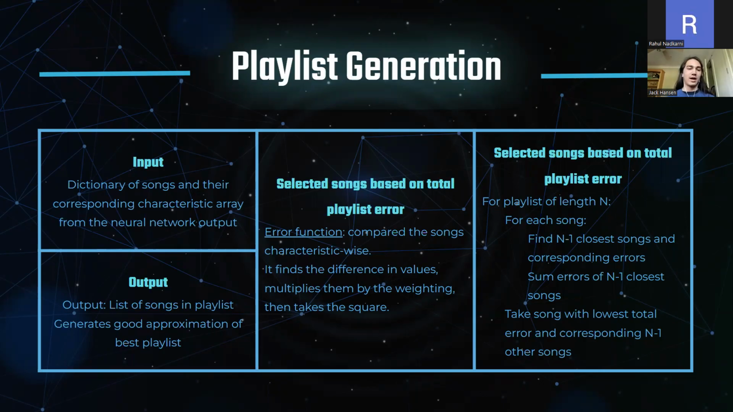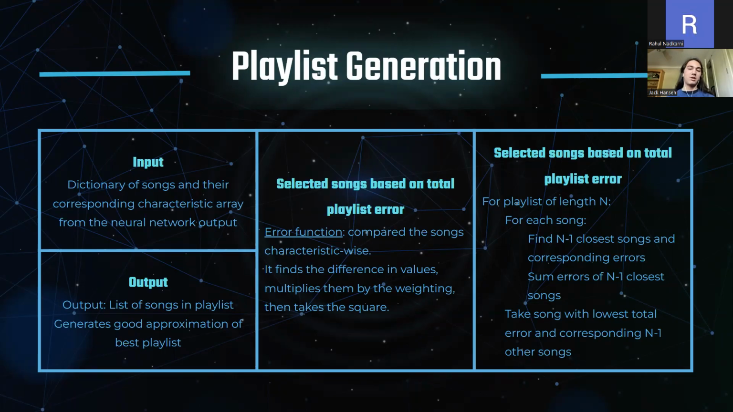So for the input on the playlist generation, we took the output of the neural network and just had a dictionary of songs. So just their title, artist, and then the corresponding characteristic array. And then the output was just the best songs for a playlist of a specified length. So for an example, we did 40 songs, and then we generated a playlist that was 10 songs long.